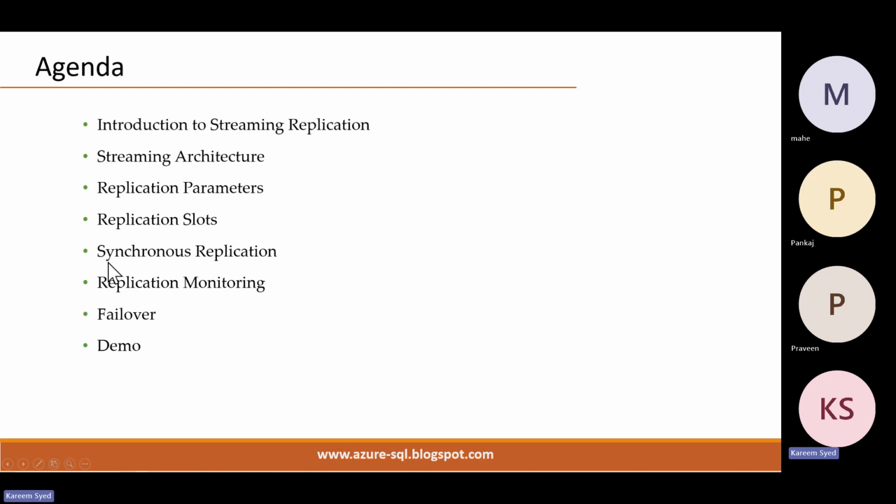Then we'll see synchronous replication. Remember, streaming replication is async replication by default. Once we configure with default parameters, it is async replication. We can make it sync also if required, where the performance may be somewhat slower. We'll see how to make it sync replication, replication monitoring, and manual failover. After that, we'll go with the other concepts. Right.